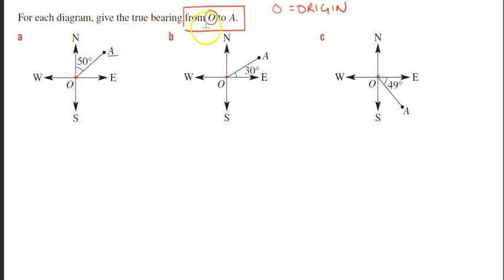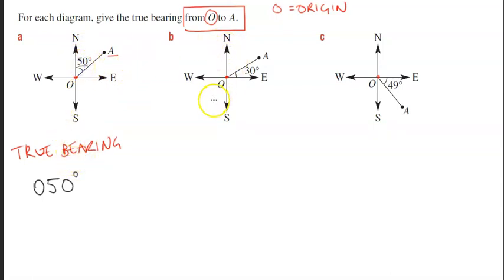So for each diagram, give the true bearing from O to A. In this case, the true bearing from O to A is going to be whatever that degree is. In this case, it's 50 degrees, but you have to be careful about the number of digits that you use in your answer. In this case, the true bearing is 0, 5, 0, and then the degrees. Remember, we just put that 0 there because we're dealing with true bearing. Now this one's a really simple solution because it's given the actual measurement here.